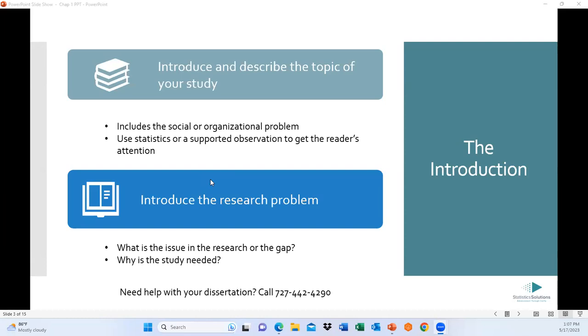Usually studies are designed to address some kind of social problem, right? If there was no problem, there would be no need to do a study. We don't do studies just for fun. We conduct studies to get information to address an issue or a problem. So usually studies proceed from social problems or organizational problems. So you want to get the reader's attention by drawing it to the social problem you're looking at, or the organizational problem.